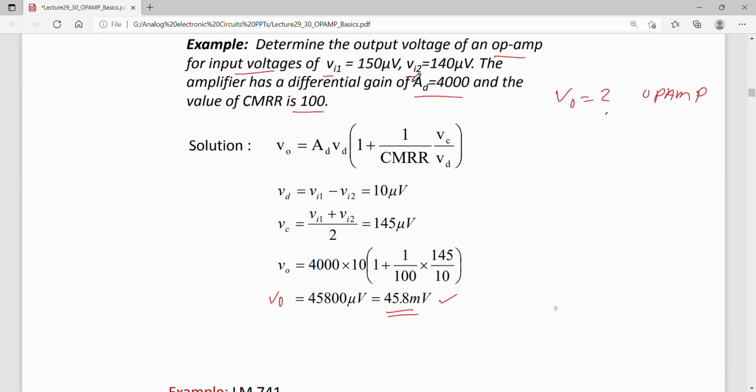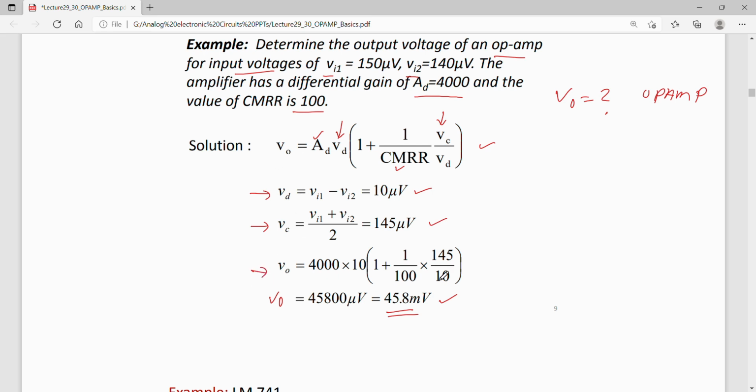So this equation is copied, V0 is this much. Now in this relation, the differential mode gain is known to me, CMRR is also known to me, and VD and VC have to be found. That is the differential mode input, which can be written as VI1 minus VI2. So 150 minus 140 is 10 microvolts. Similarly, the common mode input, that is the average of these two inputs, which is 150 plus 140 divided by 2, is 145 microvolts. So I plug in all these values into this equation.